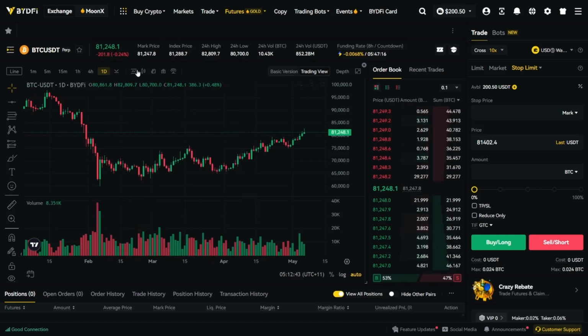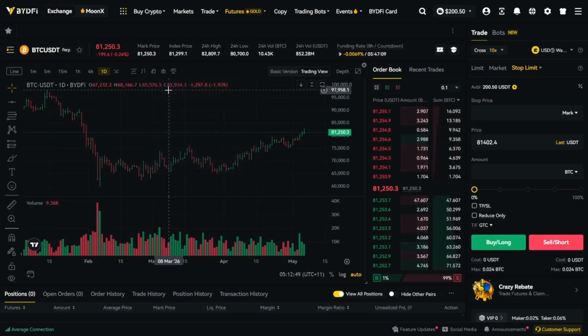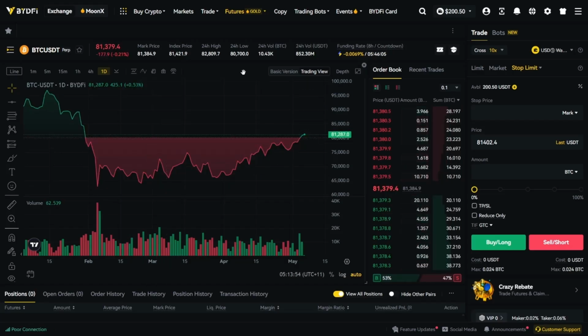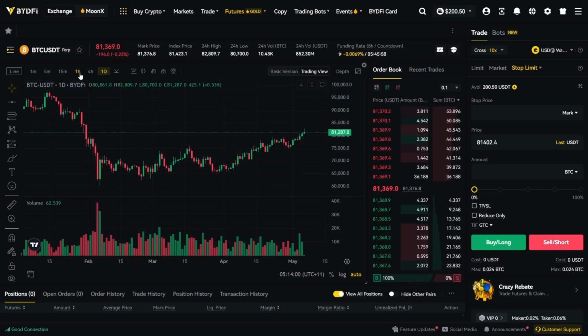Just to the right of indicators, we have the ability to edit the chart in terms of how it looks. So right now we are in candles. We can make the chart bars. We can make the chart a baseline. It really just depends on how you like to view your chart. For this tutorial, we are going to keep it on candles and put the chart on the hourly time frame.